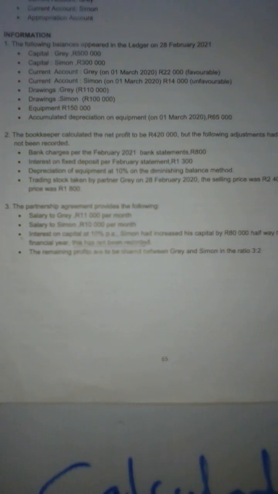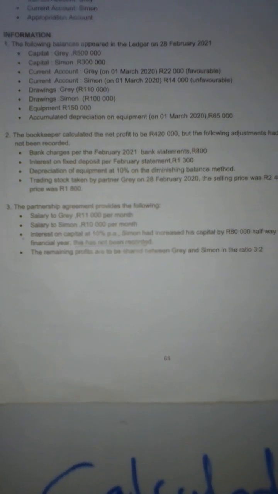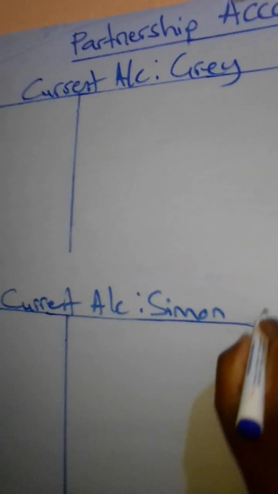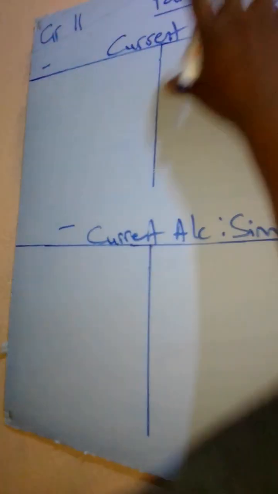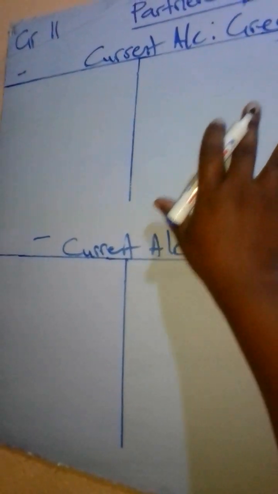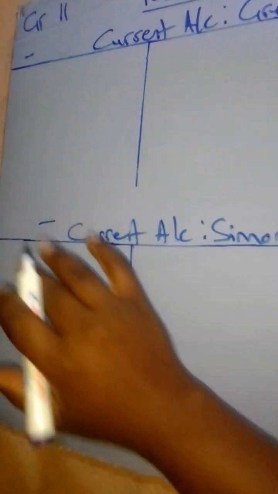Another thing that we need to remember is that current accounts are part of the owner's equity. Owner's equity increases on the credit side, and decreases on the debit side. So I'm going to indicate on my ledger accounts plus, minus, plus, and minus. Anything that increases this current account is recorded on the credit side. Anything that decreases it, we are going to record on the debit side.